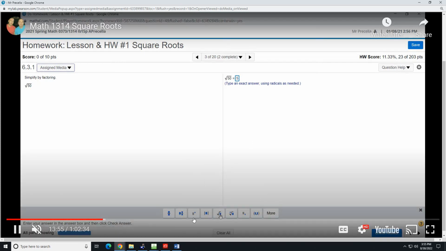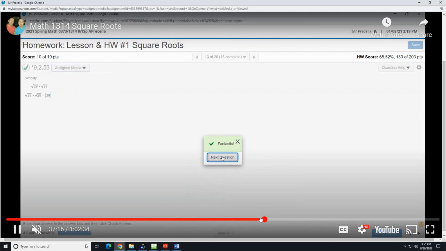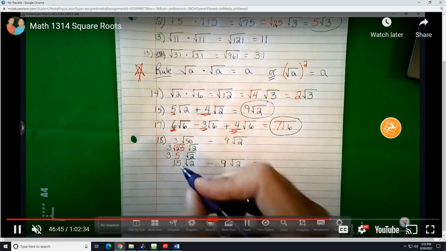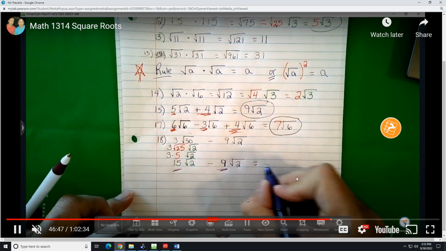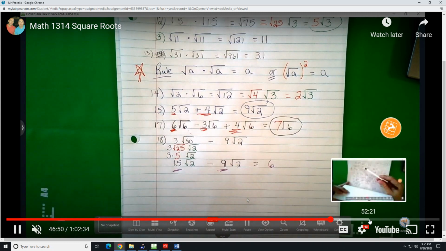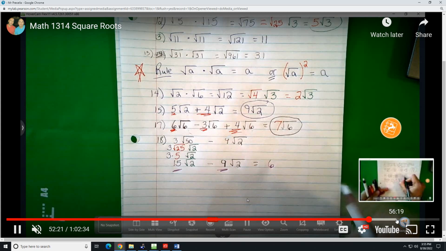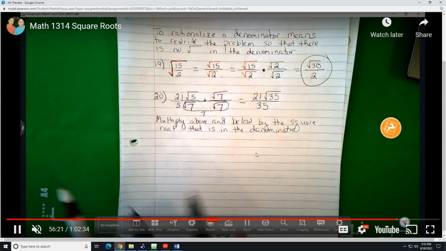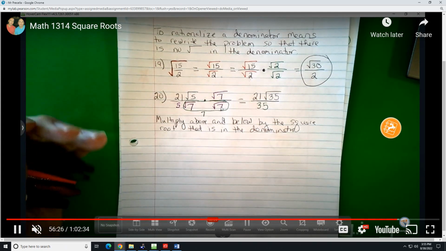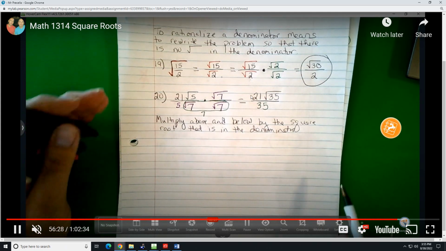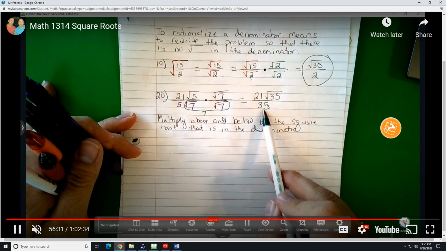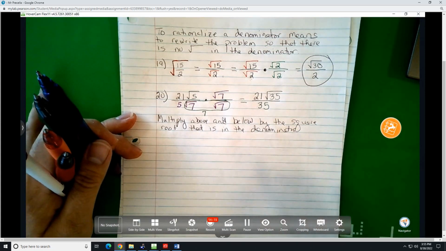Hey, let's fast forward on through. Go to the last one. Let's look at the last problem. There's number 18, very much like ours that we did. Look at that number 20 there. It looks very similar to what we were doing on number 20, but it has a 21 over a 35, and you can cancel a 7. What am I saying?